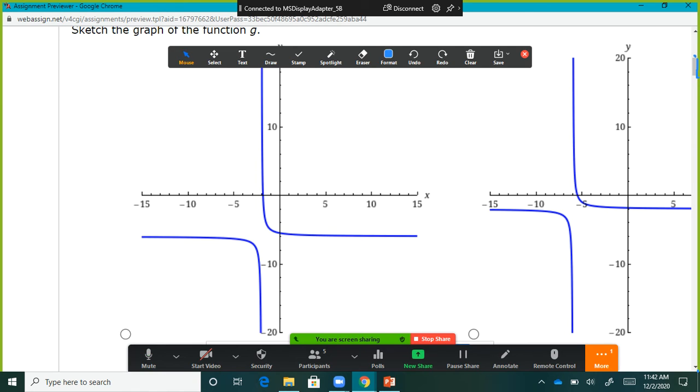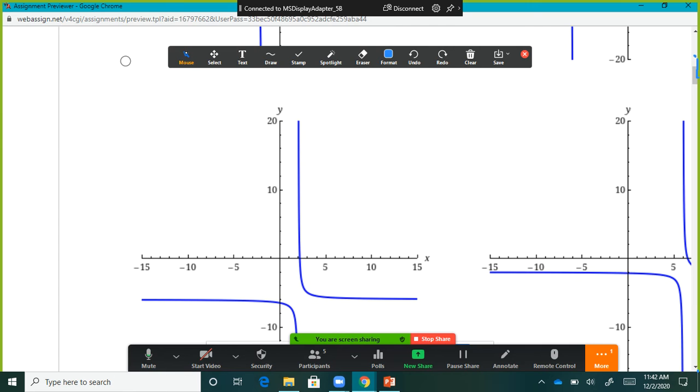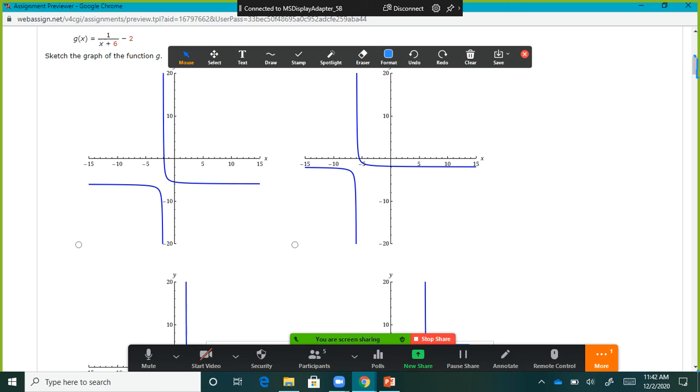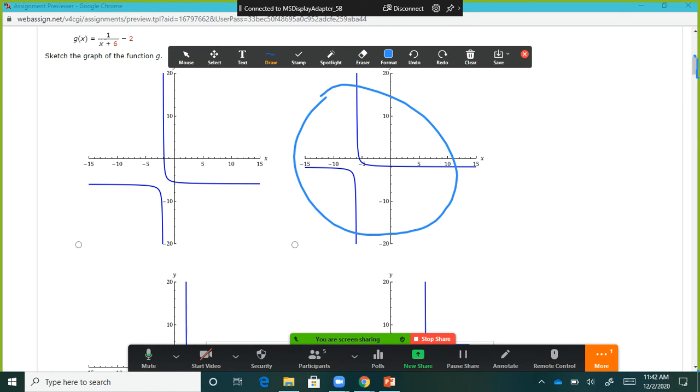This one looks like that would be correct. This one is at +6. This one is at +1. So I would know that my answer is this one right here, just solely based on where the vertical asymptote is, because this right here tells me -6 would cause the denominator to be 0, which means there has to be a vertical asymptote there at -6. Okay.